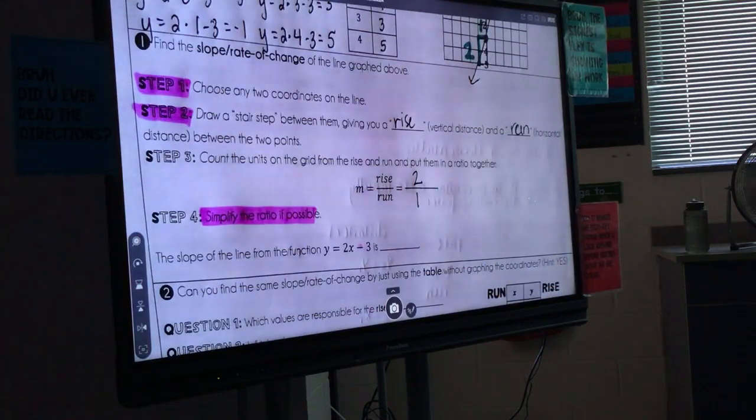All right, so now I want you to answer this last question. The slope of the line from the function y equals 2x minus 3 is what? What do you think it is? Just once you think you have it, just give me a thumbs up. Do it that way. Thumbs up when you think you have it.